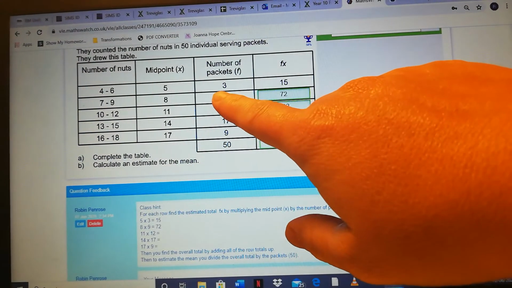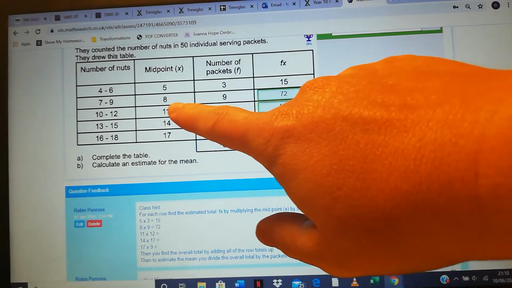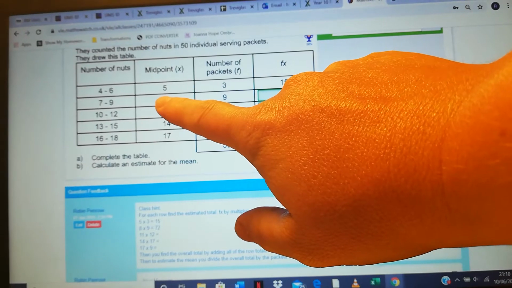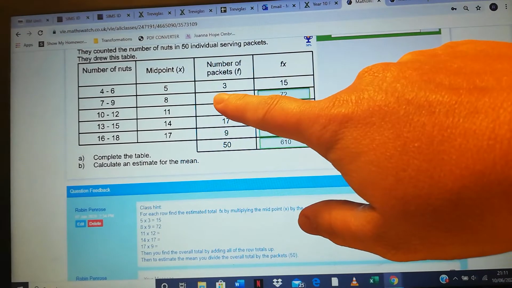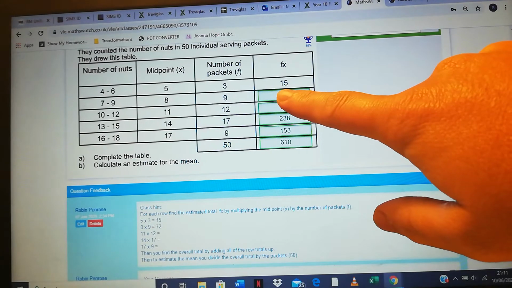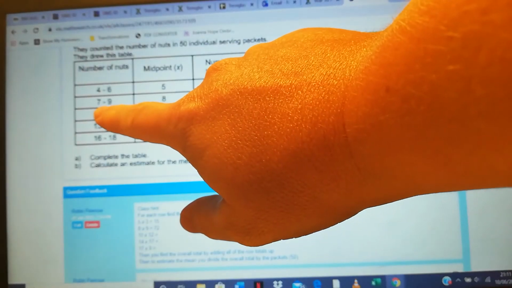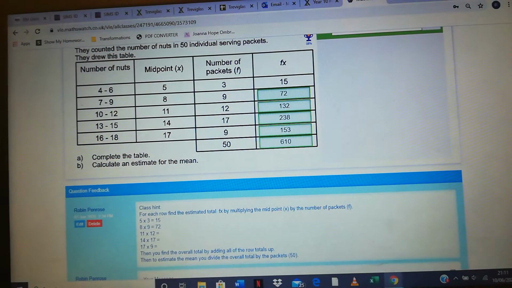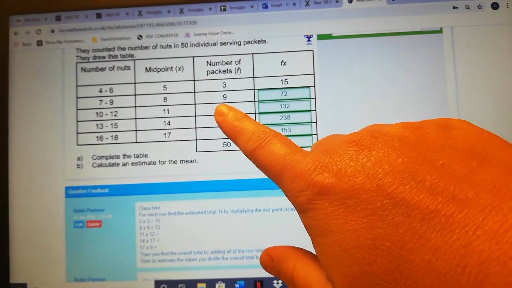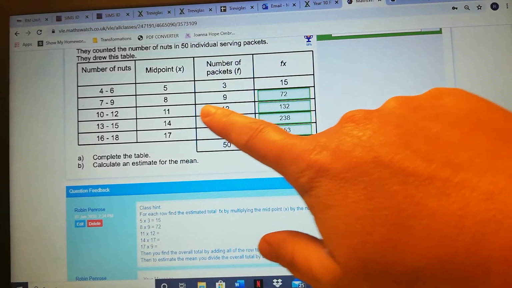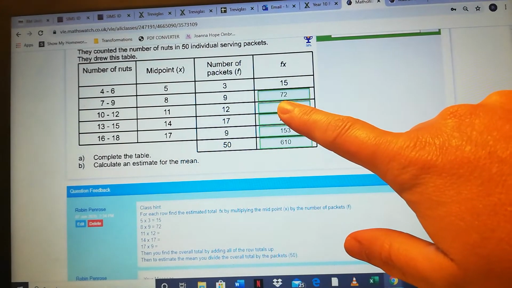So these 3 packets, which we are estimating to have 5 nuts in, if we times the 5 by the 3, have a total of 15 nuts altogether. So on this one here, the midpoint of 7 to 9 is 8, because we can either add the 7 and the 9 together to get 16 and half it, which is 8, or we can just say we can see that 8 is in the middle of 7 to 9. So these 9 packets each have 8 nuts in. If we times the 8 and the 9 together, it gives us a total of 72 nuts.